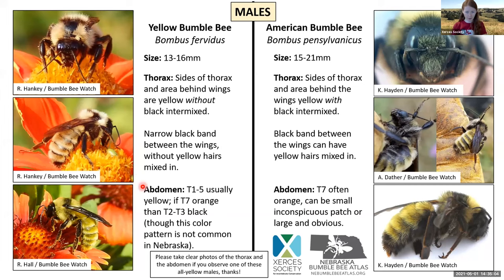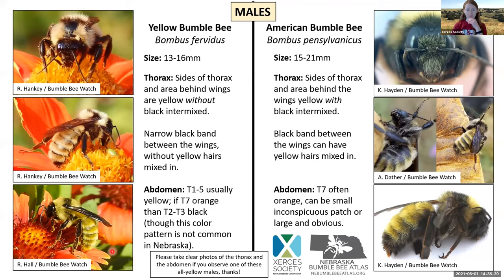So for these photos, we need to be able to see the face. We need to be able to see the thorax. The thorax in male American bumblebees has mixed hairs, right? They have black and yellow mixed in on their thorax, whereas the yellow bumblebee has strict divisions between where the black band is and where the yellow hairs are.